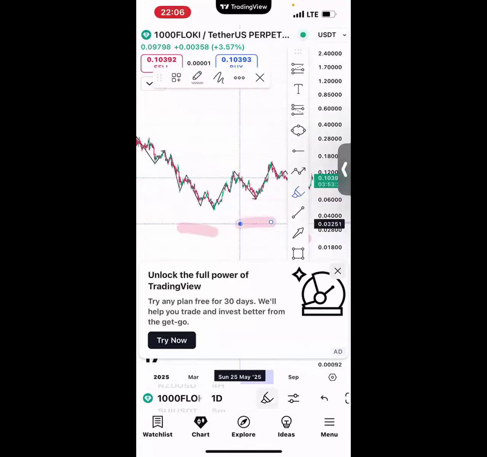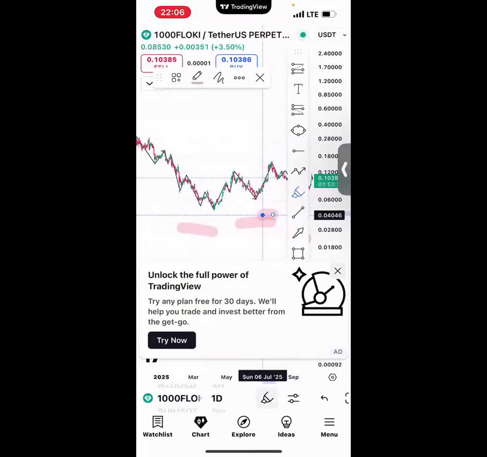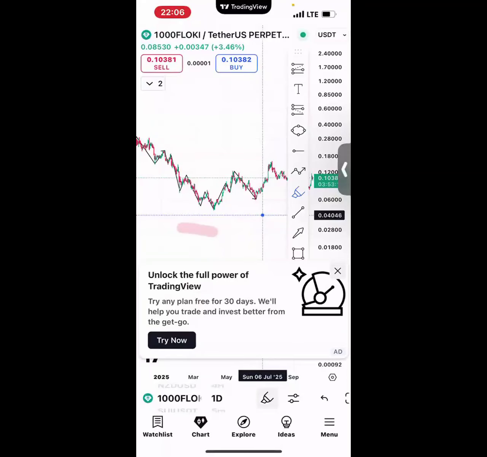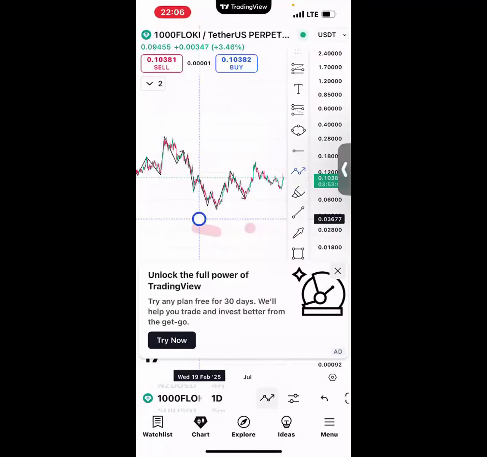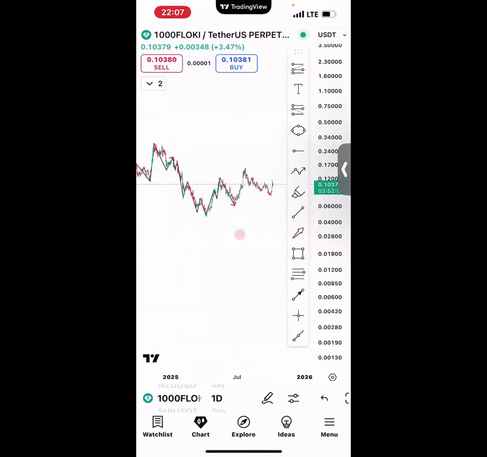It's very complicated when you are doing analysis on your phone because the screen is smaller. So you won't get a perfect screen to do the analysis, but it's still okay. So now we know that currently the market was in a downtrend, but now it's going uptrend.